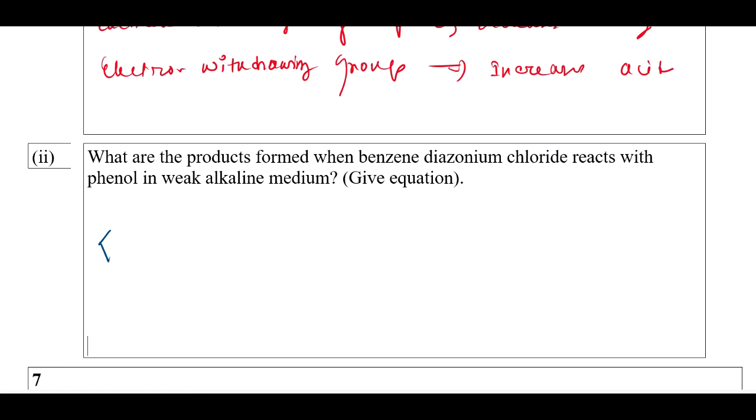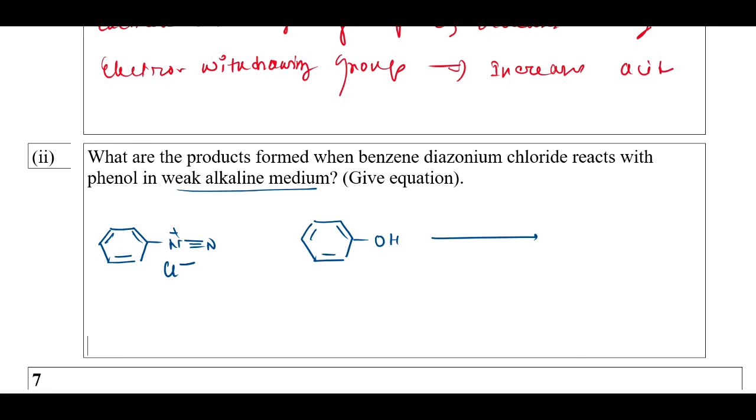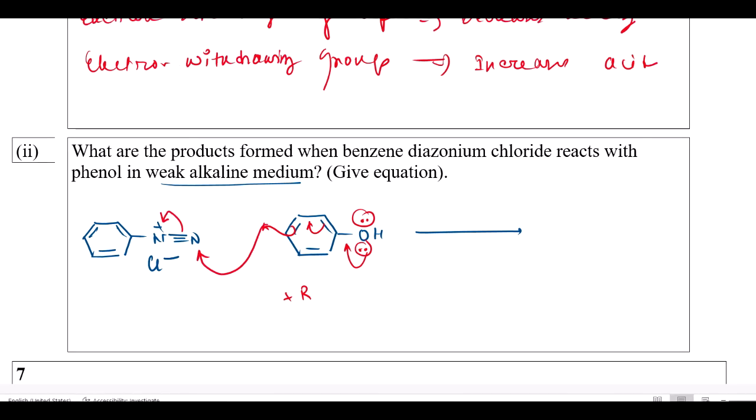So here we have benzene diazonium chloride. This one is the diazonium salt, and we have phenol here, OH, in the weak alkaline medium. So the medium is not much alkaline, not much acidic. This one is weak alkaline medium. As we know, in benzene, OH shows the plus R effect, and the plus R effect and the electron density will be highest at the para position. So through the para position, the coupling reaction will happen.